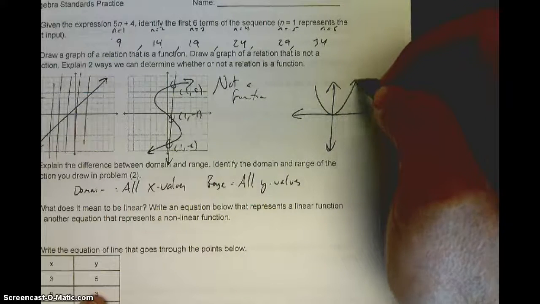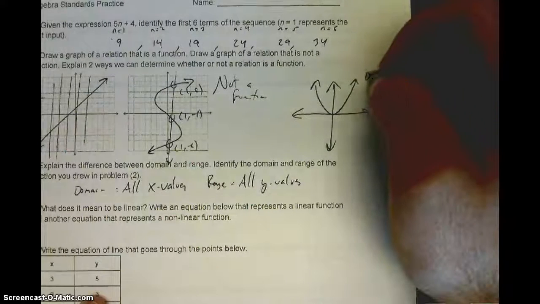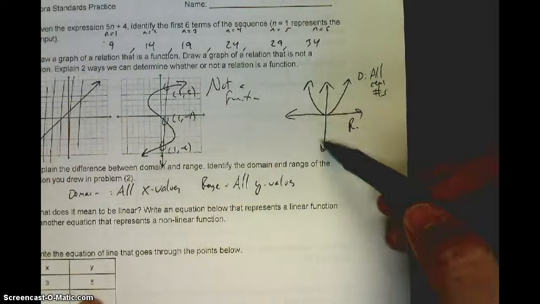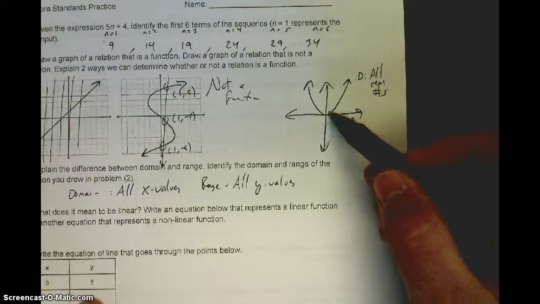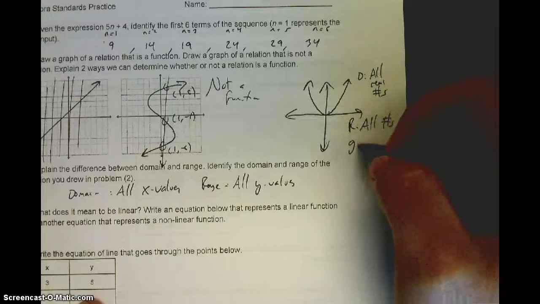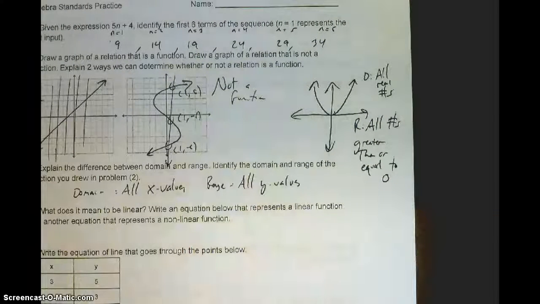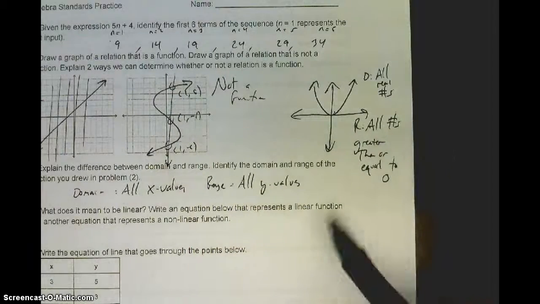Here's an example of a parabola that touches down at 0 and then rises up. The domain for this one would be all real numbers. All real numbers, because I go left forever, I go right forever. All the x values are getting hit. Meanwhile, my range, you're going from bottom to top. It starts at 0 and it goes up forever. So it's all numbers greater than or equal to 0. So when you're looking at a graph, for domain, look left to right; for range, look bottom to top.